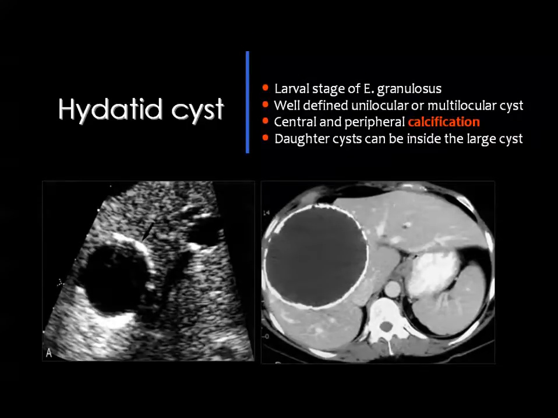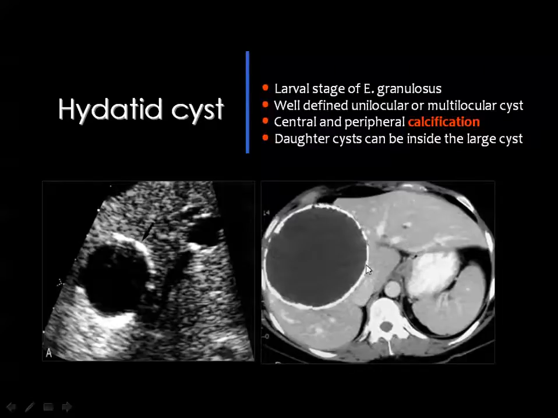And the hydatid cyst is a cyst in the liver with calcification. And this calcification can be central and more commonly seen in the periphery of the lesion. And the calcium by ultrasound will appear echogenic, as you can see, and the calcium by CT will appear hyperdense, as you can see. And in order not to mistake this as enhancement, look for the density of contrast media in the aorta and in the IVC.